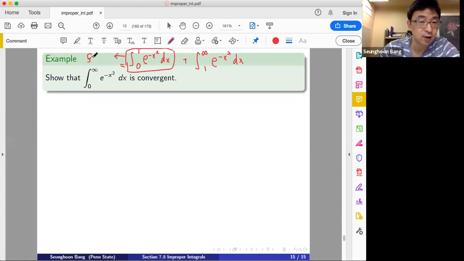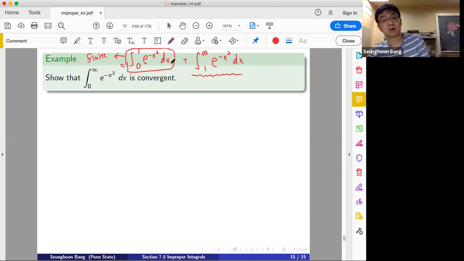This is a finite number because the integrand is a continuous function and 0 to 1 is a finite interval. The integral is always finite. You don't need it. Only think about the other part. If this is divergent, the whole thing is divergent. If this is convergent, the whole thing is convergent, depending on this one: the integral from 1 to infinity of e to the minus x squared.